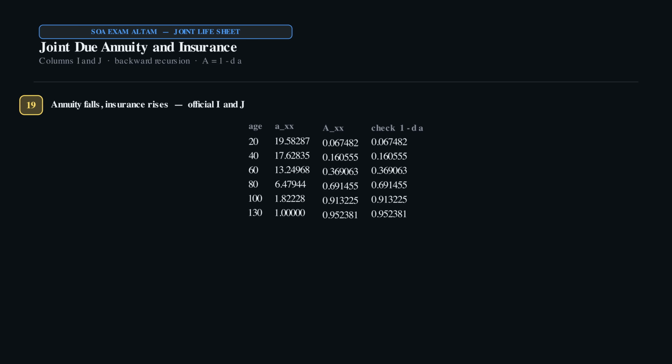At 40, AXX is 17.62835 and AXX is 0.160555. At 60, 13.24968 and 0.369063. At 80, 6.47944 and 0.691455. At 100, 1.82228 and 0.913225. Every row satisfies 1 minus D times A, including the terminal row where A130 equals 0.952381.